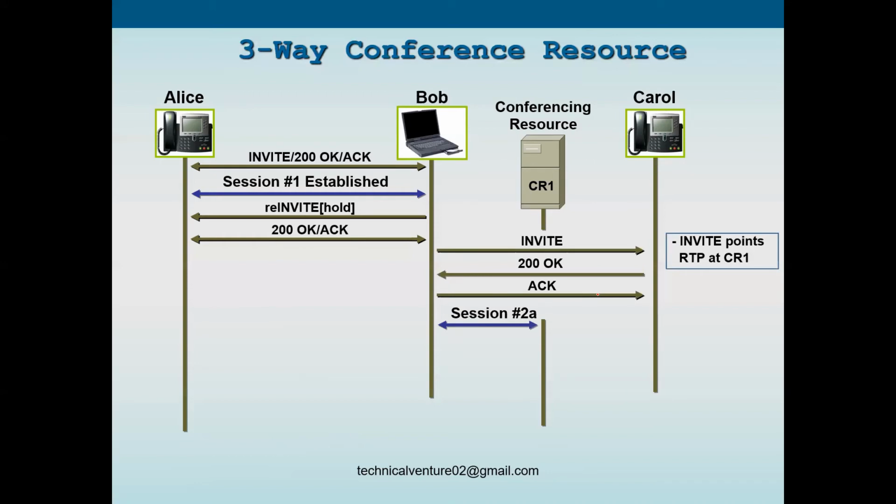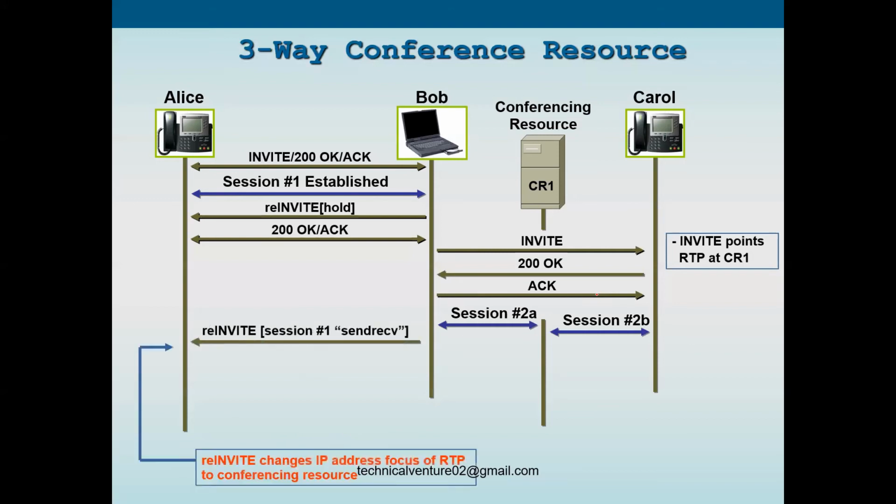Now you can see Bob wants a three-way conference. There is a session between Bob and the conferencing resource, session 2A. Then there is session 2B between Carol and the conferencing resource. And then Bob again re-invites Alice into that three-way conference call. As you can see, the re-invite message is there.